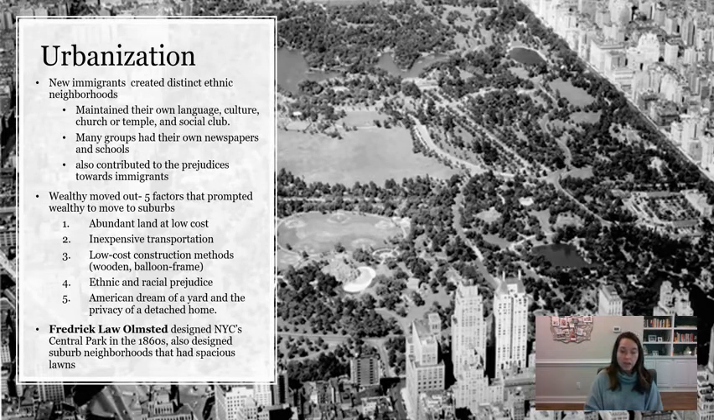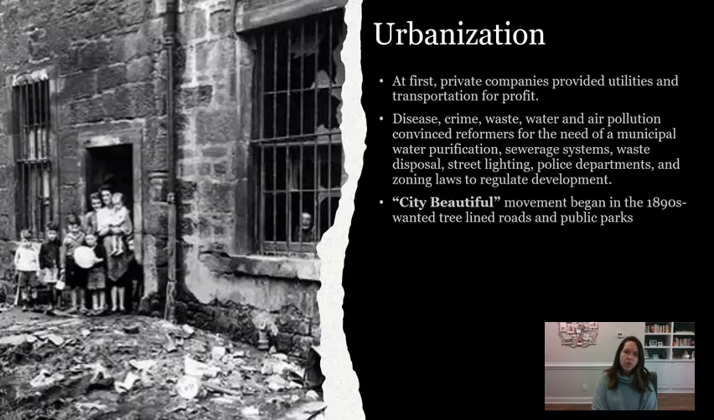Frederick Law Olmsted was almost like a landscape architect. I guess that's what he would be called. He designed Central Park in the 1860s. He's going to design suburb neighborhoods that had these nice lawns. He was also hired by Vanderbilt and did all the landscaping for the hundreds of acres at the Biltmore Estate in Asheville.